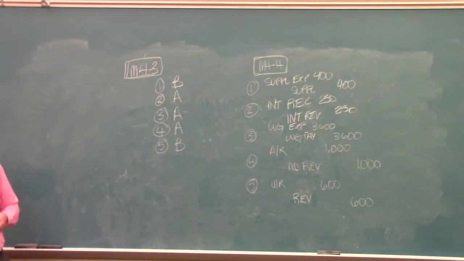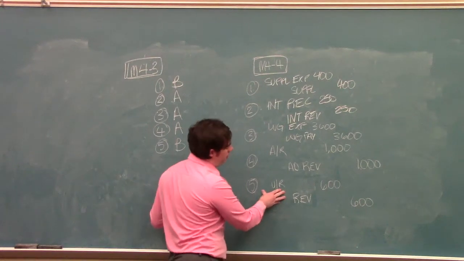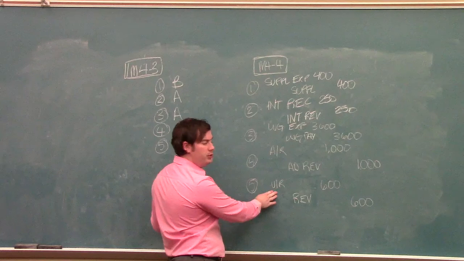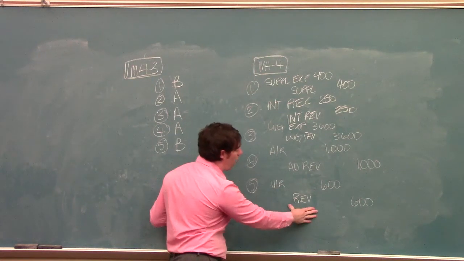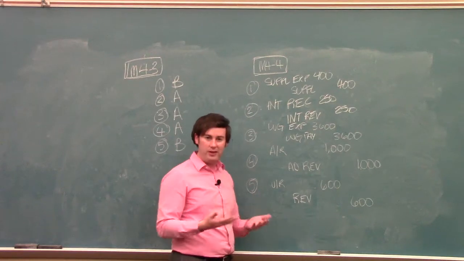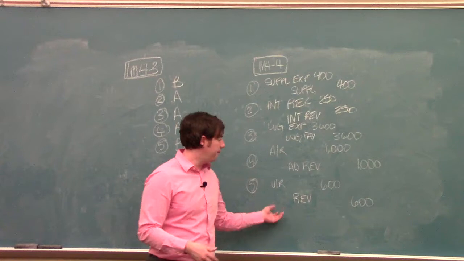The last one is redeemed a gift card for 600 in services. Debit unearned revenue here to reduce it. Remember, unearned revenue is a liability. We're reducing our obligation here. And credit revenue. Why? Because we've earned the money. Now we've earned it because we provided the service. The service was to redeem the gift cards, so we've now done that.